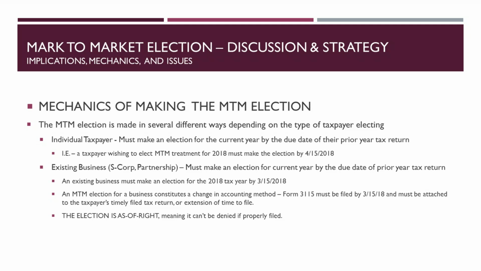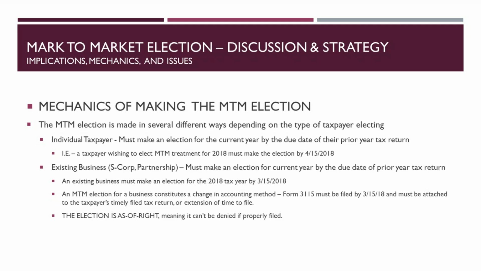A business, it's the same kind of rules, except with an S corporation and a partnership, the due date is 1 month sooner, just because that's when the actual underlying tax returns are due. Okay? When you file a mark-to-market election for a business, you need to actually file a form with IRS called a 3115. And it's a pretty big deal. It's a daunting form, and it has to be filled out correctly or else it'll get kicked back.